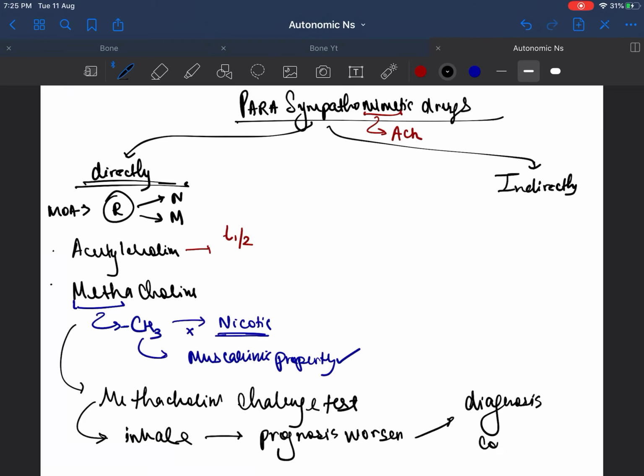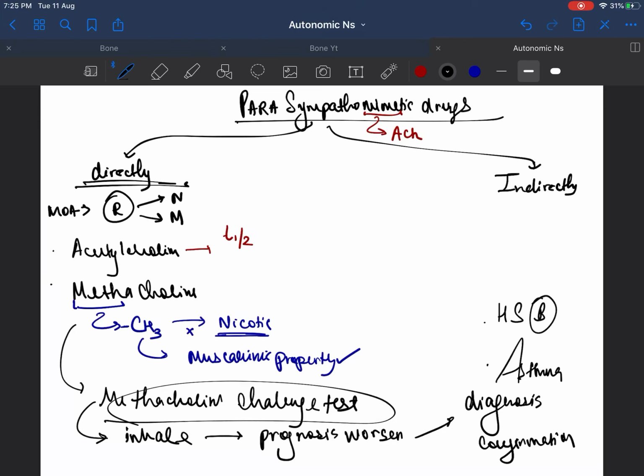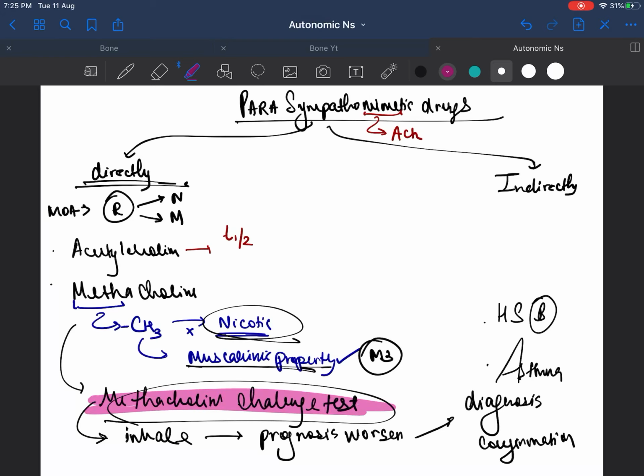So for diagnosis confirmation of asthma, or actually a better word, hypersensitive bronchus, you use the methacholine challenge test. No nicotinic action, only muscarinic action, and the bronchus is M3, to be precise. So this is the thing we have to remember, the methacholine challenge test. Now coming to the other drugs, we'll first discuss the direct drugs only.